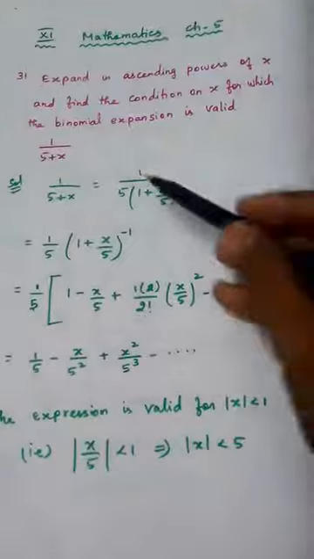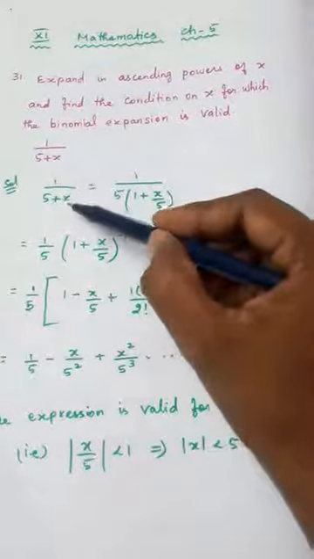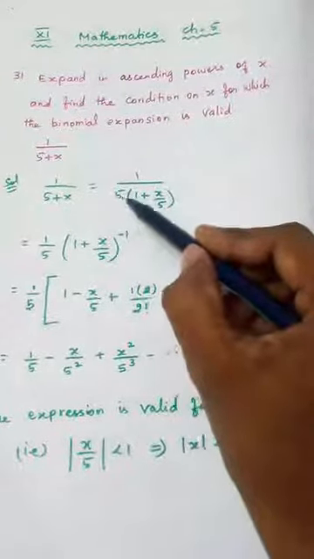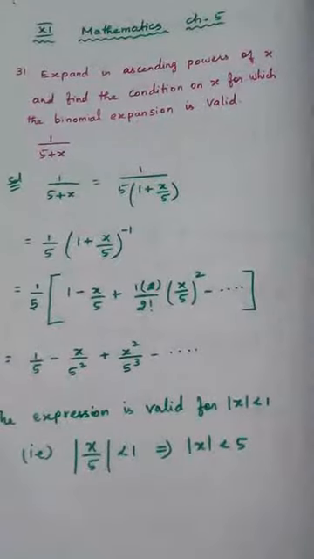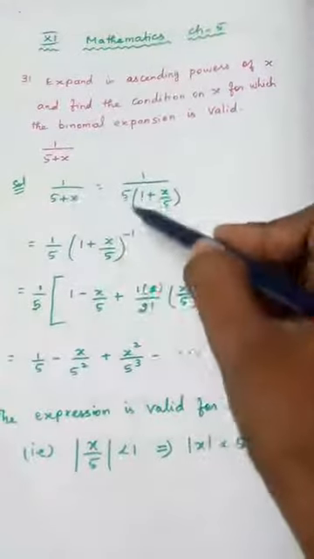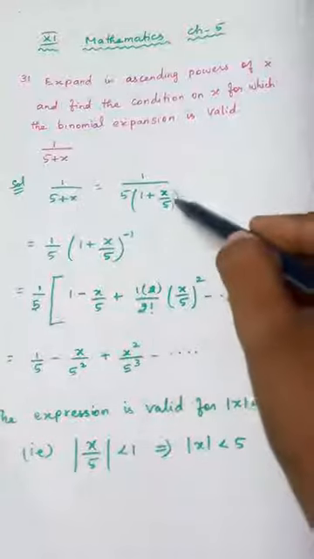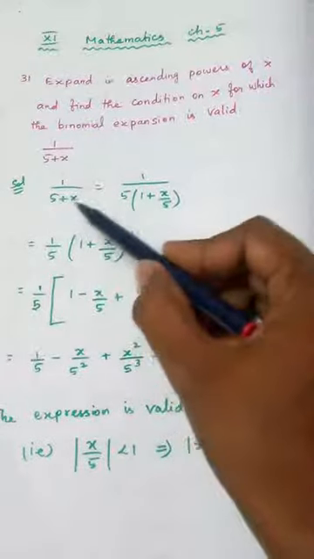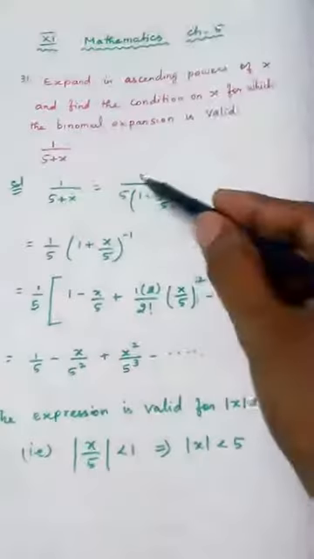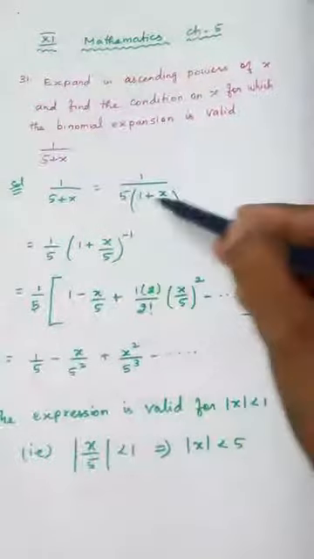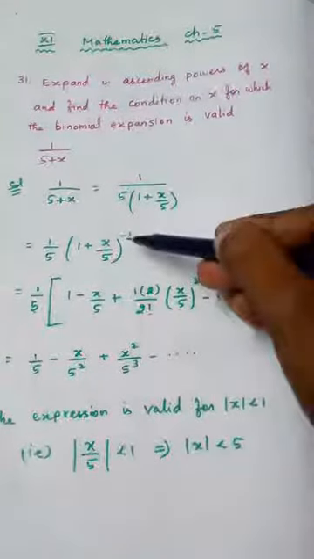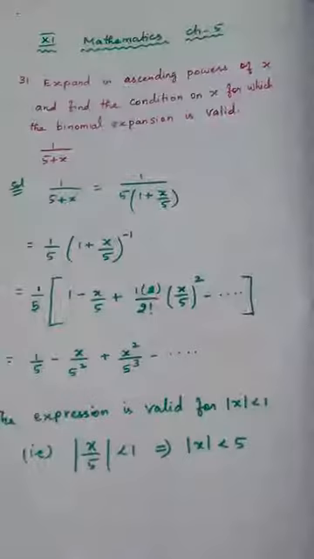So how to start? First this term is taken, and from these two, 5 is taken as common. So 5 will become 1 and x becomes x by 5, right? By taking 5 common from these two terms. Now this becomes 1 by 5 that I have written here. This term has power 1 here. When it goes to the numerator, it becomes power minus 1, right?